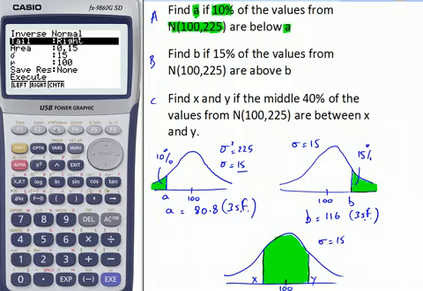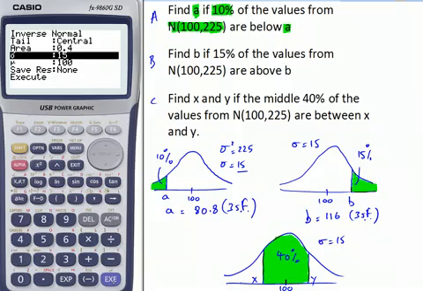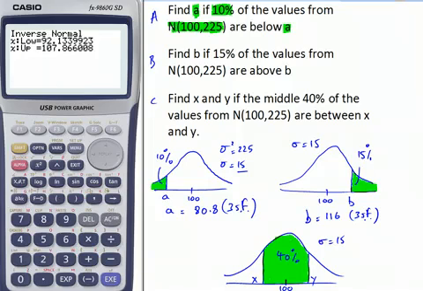So let's go back, exit. Clearly we're looking at the centre, so we press F3. The area has changed, of course. The 40% will be put in as 0.4, and of course the other values haven't changed. So press execute and we get our answers. X is the lower bit, which we expect to be under 100, and it is indeed 92.1, and Y is equal to 108. And that finishes the section on inverse normal probabilities.